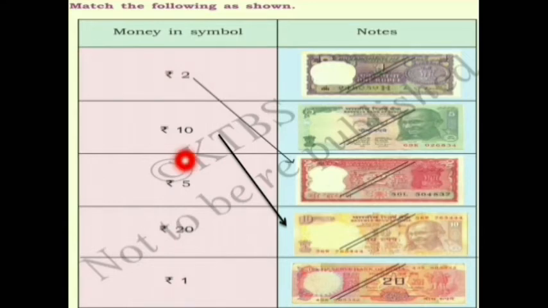Next we have 5 rupee. Here, which currency has the value of 5 rupee? Yes, this currency note. So we should match these two. Now we have 20 rupee. Which currency note has the value of 20 rupee? Yes, this note. So we should match these two. Next we have 1 rupee. Which currency note has the value of 1 rupee? Yes, this note. So we should match these two.